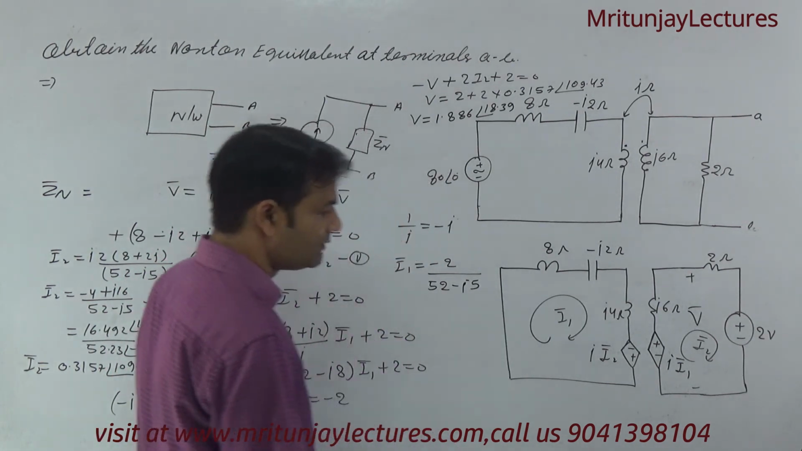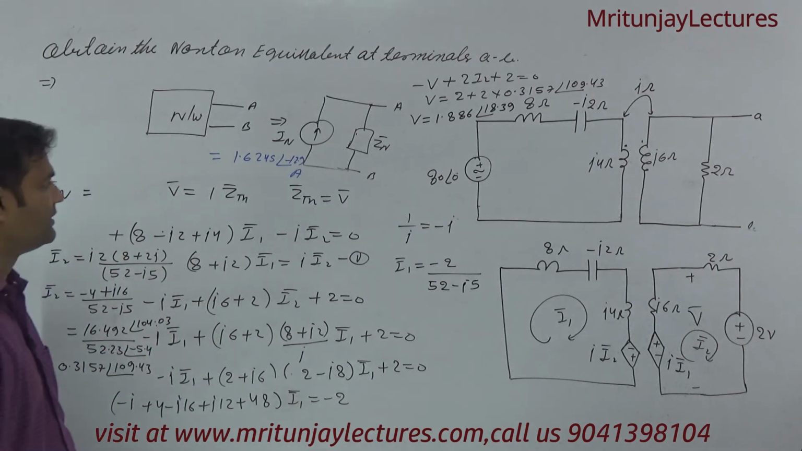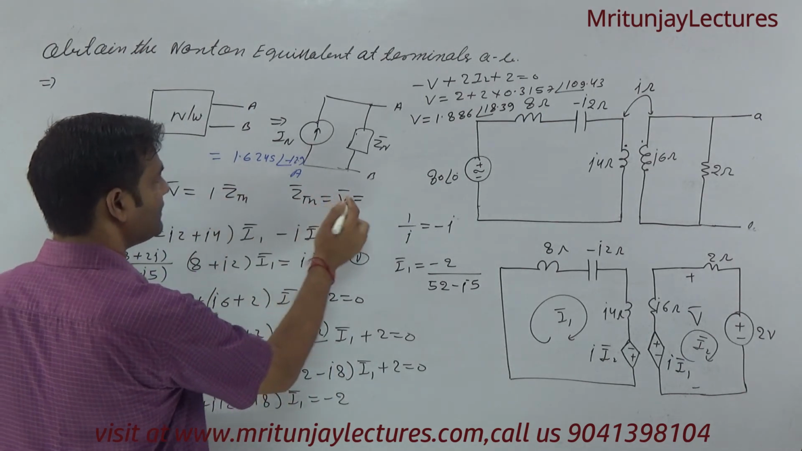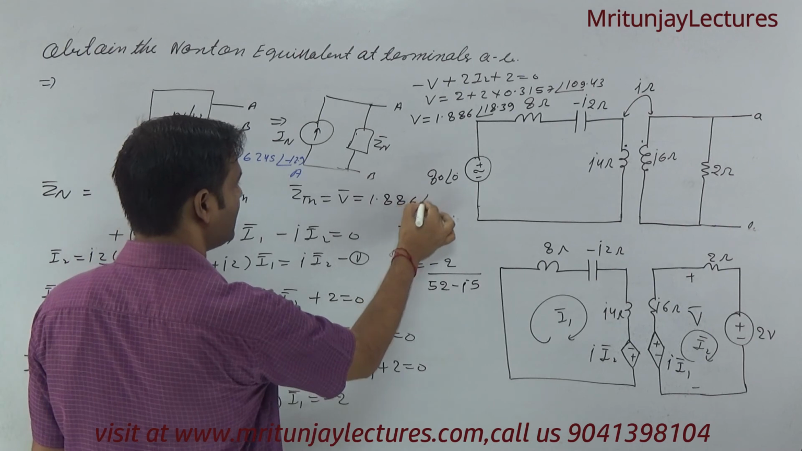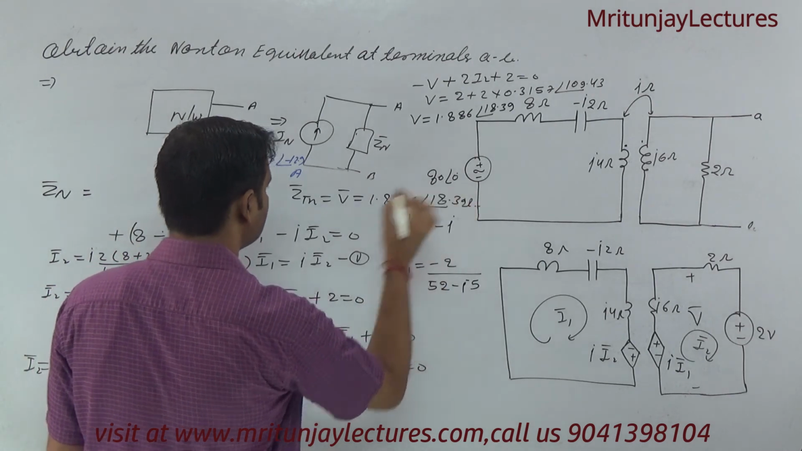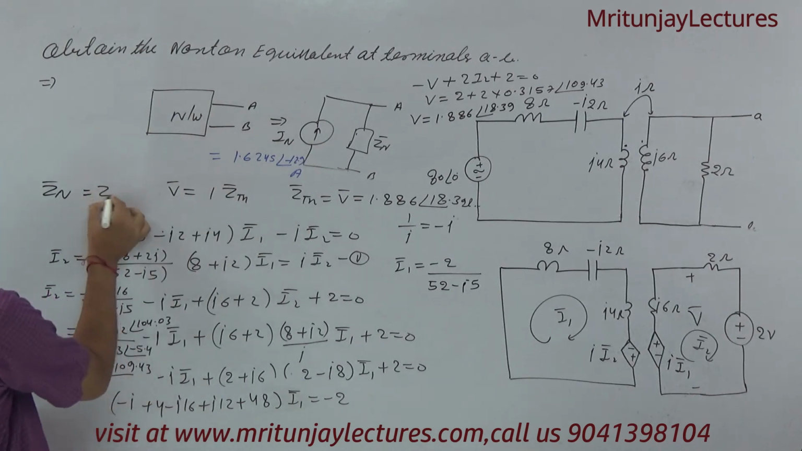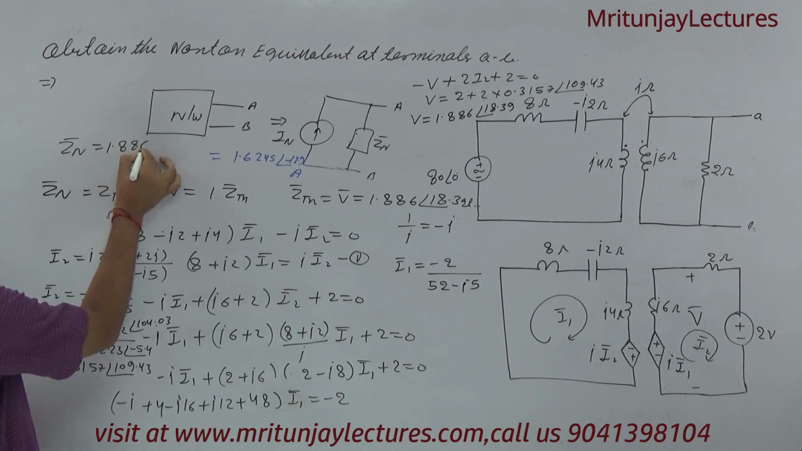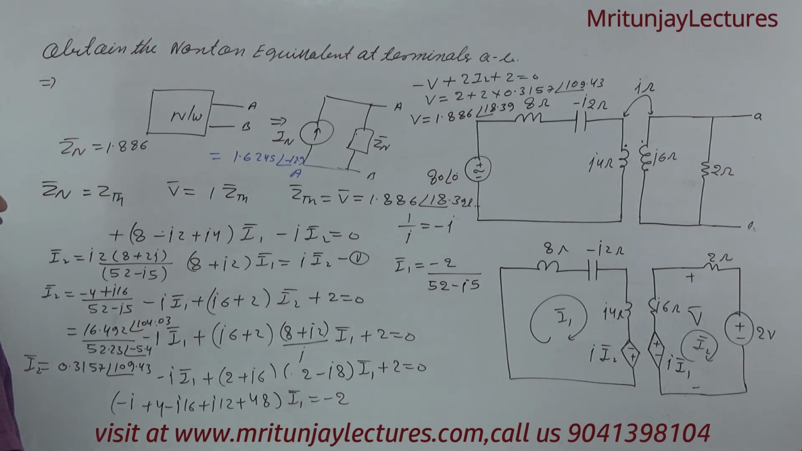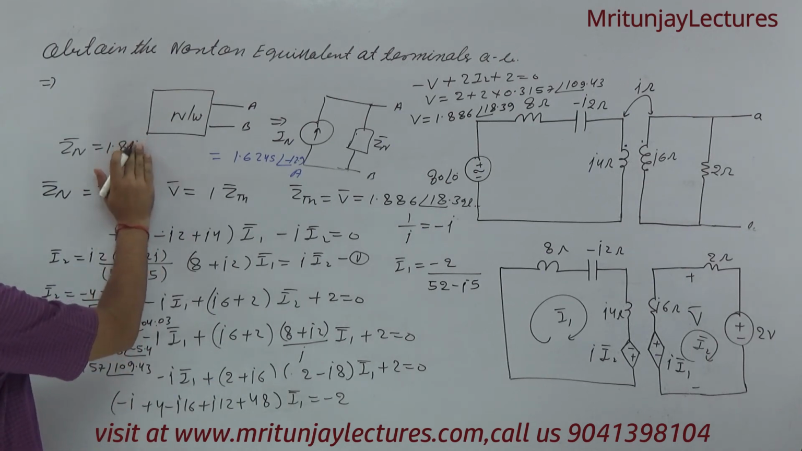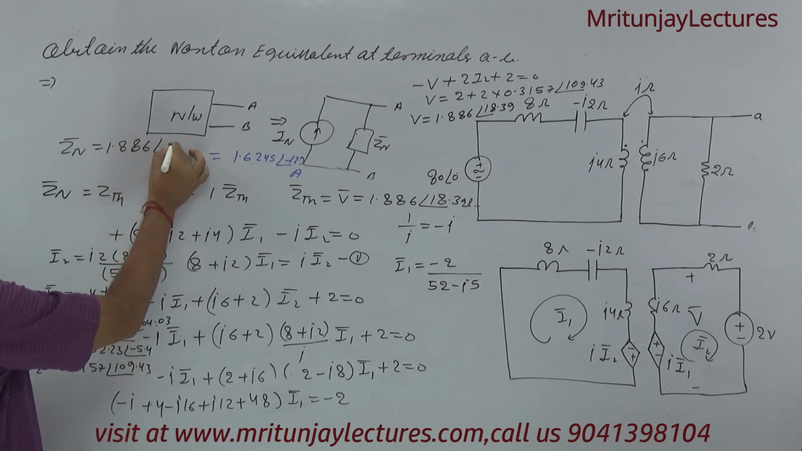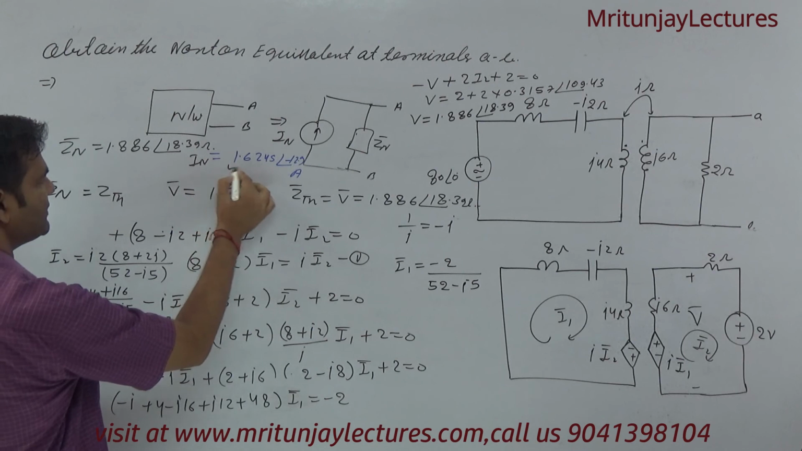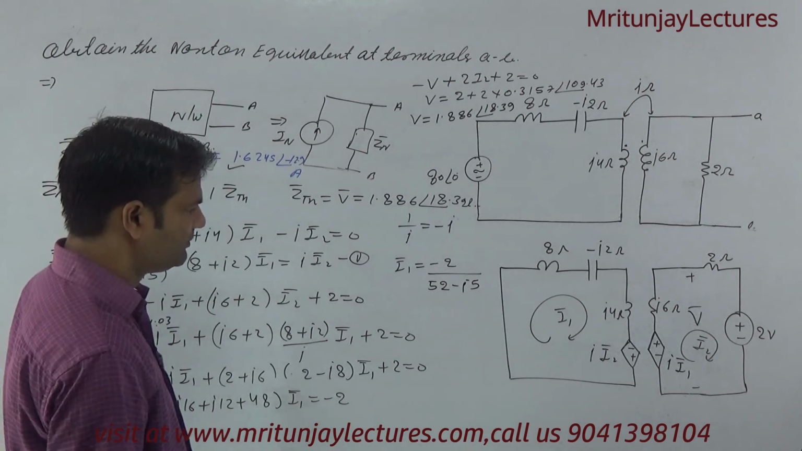Okay, 1.886 at the angle 18.39, that is V, and this V is equal to VT, ZTH, or you can say that is 1.886 at the angle 18.39 ohm. ZTH and Zn both are the same thing, so Zn is 1.886 at the angle 18.39 ohm. This is the final answer, and In is also like this one. Okay, first of all make it.